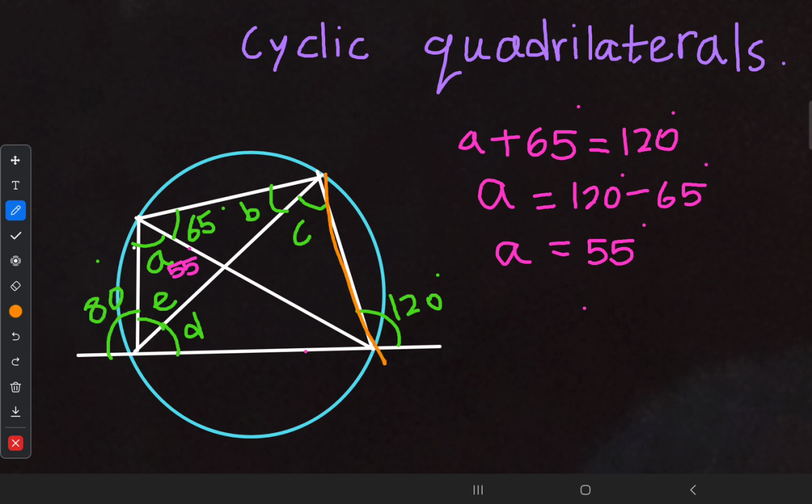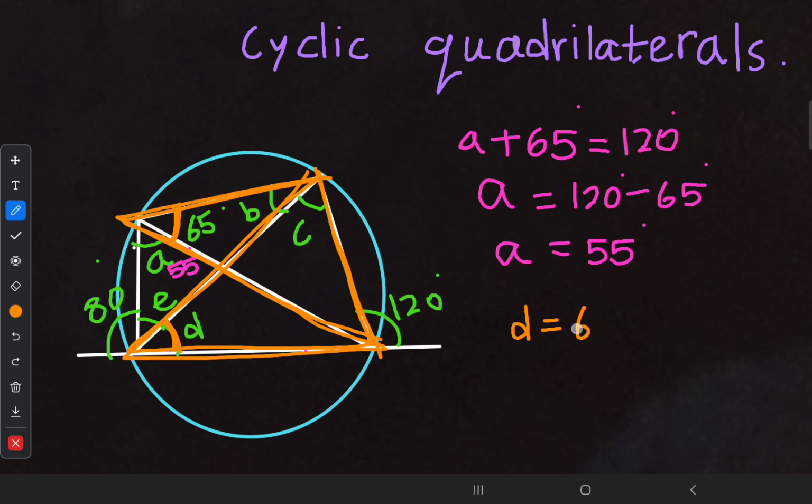This is a chord. This chord is creating two triangles in the circumference. The same chord creates two triangles in the circumference, so these two angles should be the same as each other. If this one is 65, D also should be 65.